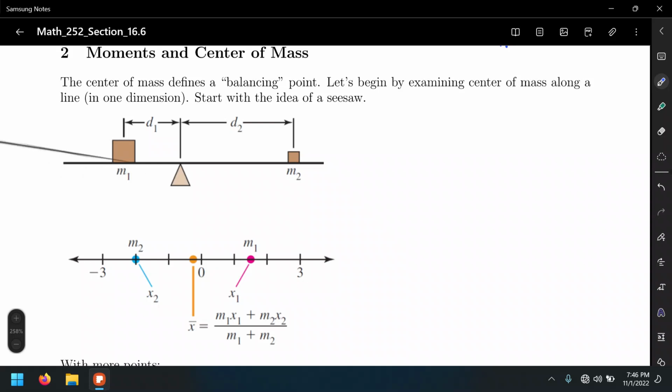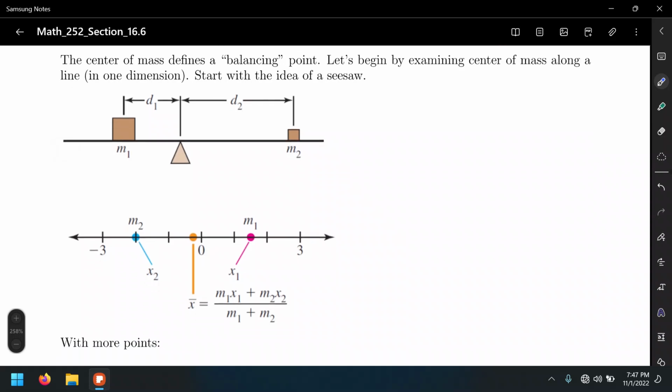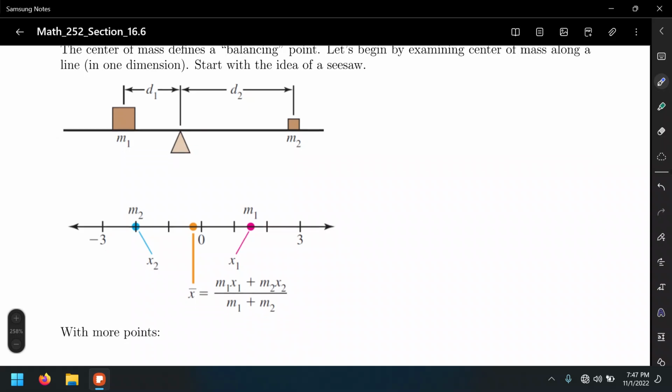Well, so typically the idea is to have the center of mass closer to the heaviest body to have some balance in this case. All right, so here is a mathematical description of the situation.